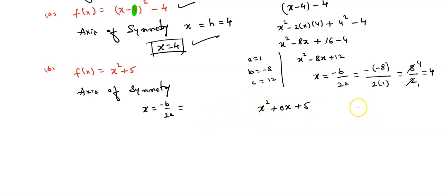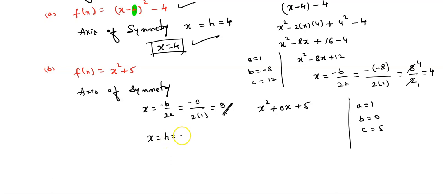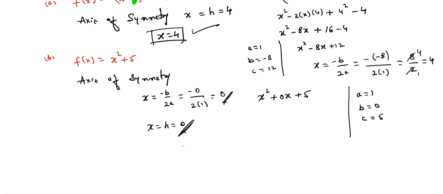In this case, the value of a is 1, b is 0, and the value of c is plus 5, right? Now negative, the value of b is 0 by 2 into a is 1, minus 0. 0 by anything is 0 itself. So x is equal to h is equal to 0. Okay, this is the axis of symmetry. I hope you are understanding these cases, right? How to find the axis of symmetry?